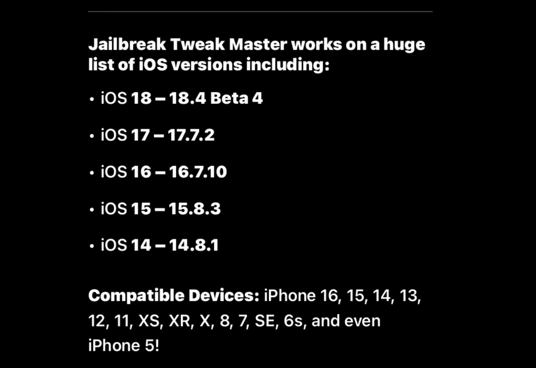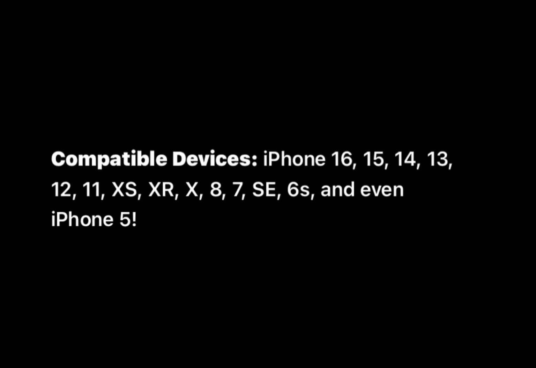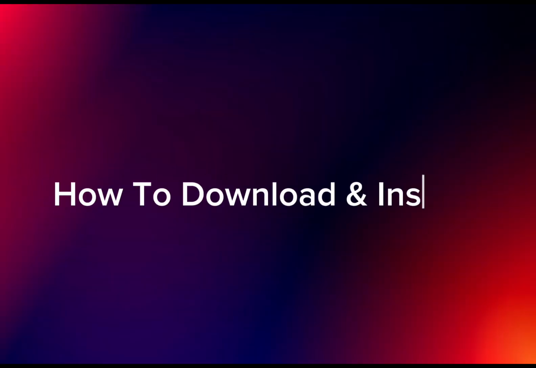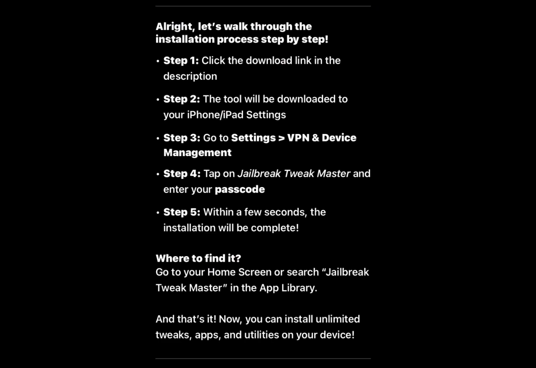Jailbreak Tweak Master works on a huge list of iOS versions including iOS 18, 18.4 Beta 4, iOS 17, 17.7.2, and iOS 16, 16.7 to 10, iOS 15 to 14.8.1. Compatible devices: iPhone 16, 15, 14, 13, 12, 11, XS, XR, X, 8, 7, SE, 6S, and even iPhone 5. Now let's see how you can download and install Jailbreak Tweak Master on your device.